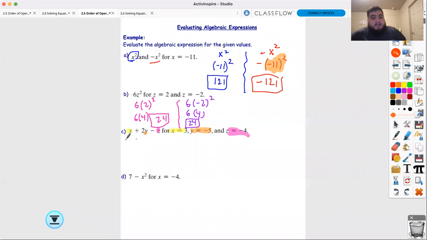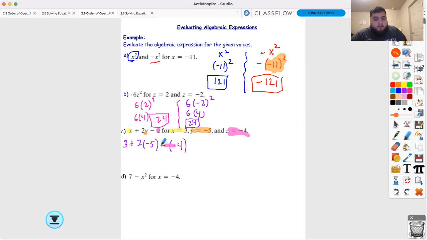So now let's plug that in. X is 3, right? So it'll be 3 plus 2Y. Y was -5 minus -4. Now I plugged in every X, Y, and Z. Now it's an expression to simplify like we've done in the first example when we first started this lecture. So now we simplify using PEMDAS.